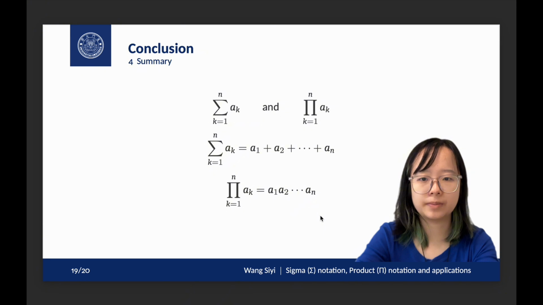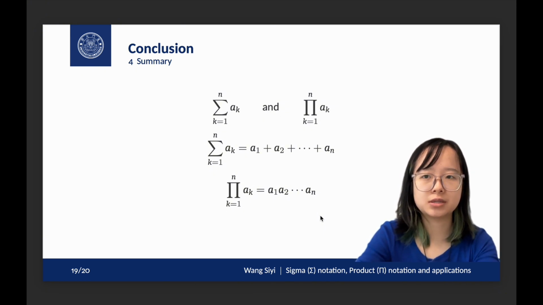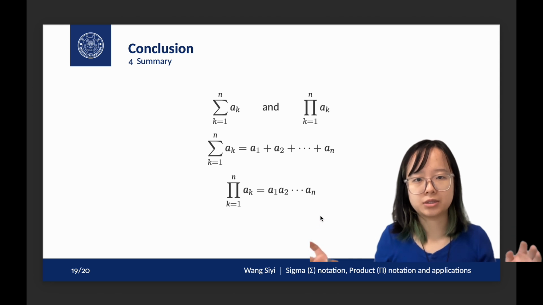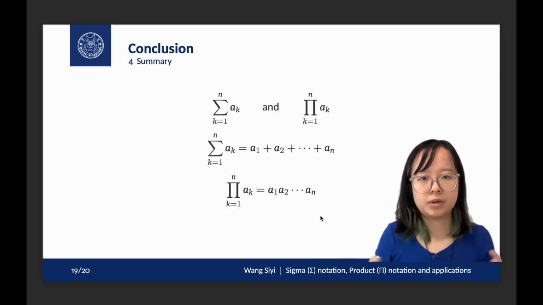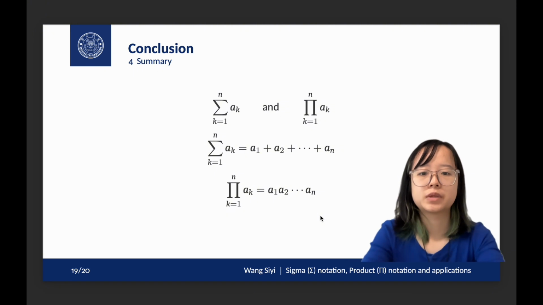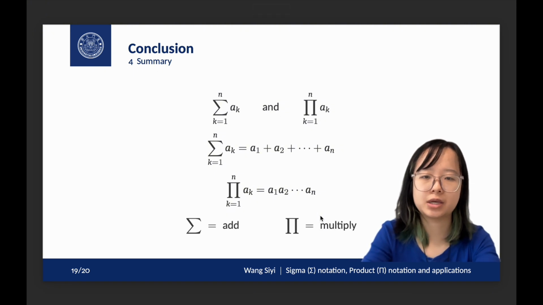About the summary, the sigma notation and the product notation aren't new inventions. They are just a simpler form for writing a bunch of numbers, their sum and their product. But these numbers must satisfy a certain relationship. So we can simply say that the sigma notation equals addition and the product notation equals multiplication.